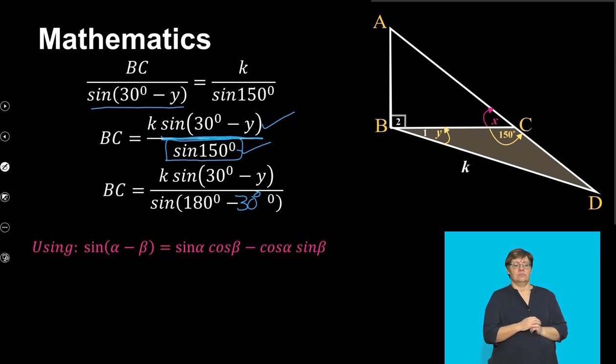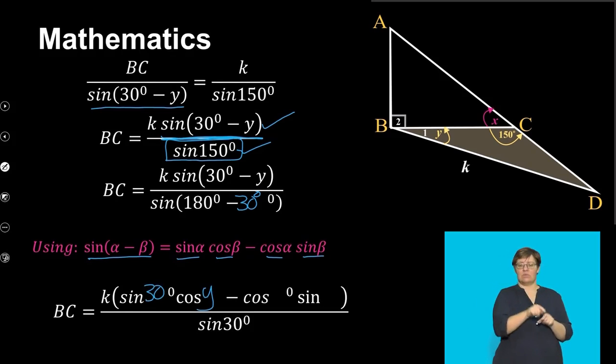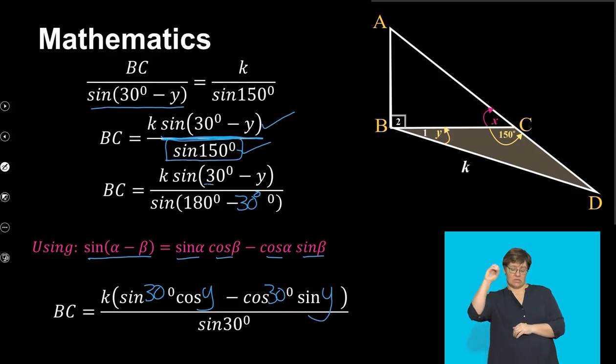Then we're going to use this formula to split the 30 minus y up. So sine of alpha minus beta equals sine alpha cos beta minus cos alpha sine beta. So in other words, it's going to be sine of 30 minus y, which is sine of 30 degrees cos of y minus cos of 30 degrees sine of y. That's just substituting this into that formula there.